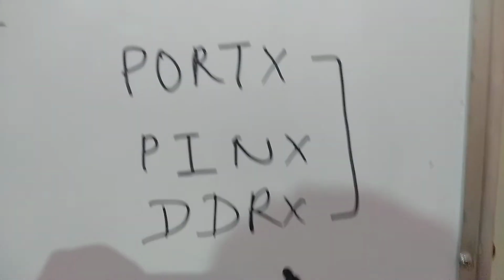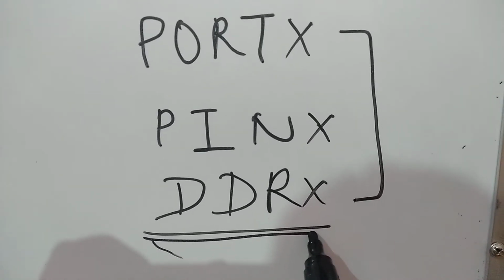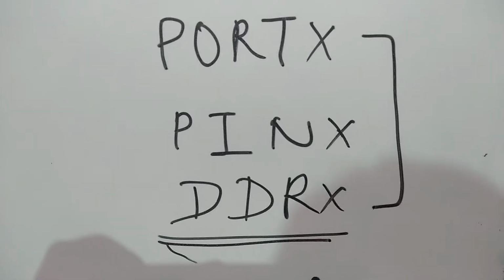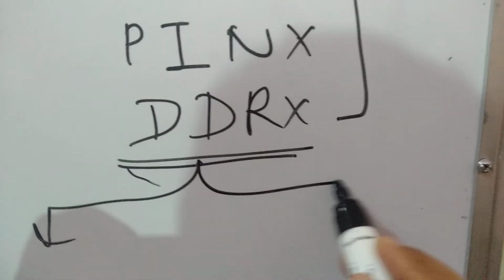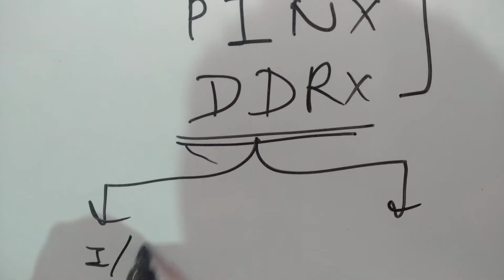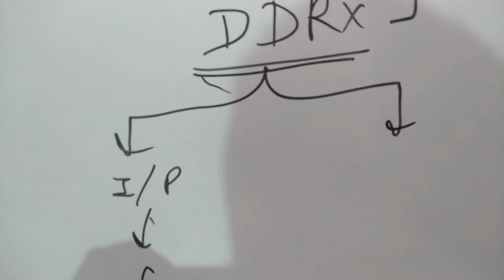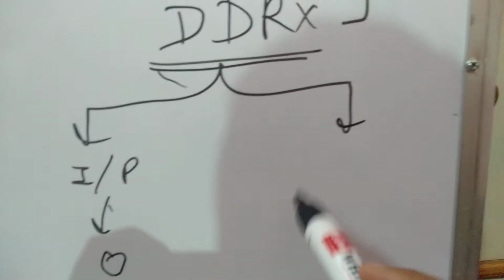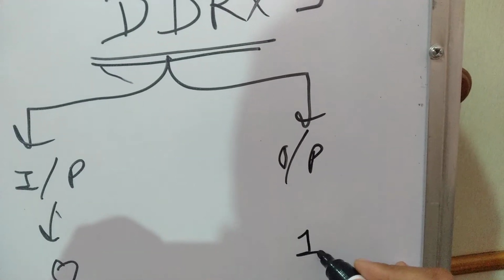So for configuring this pin, you have to use this DDRX register. So this DDRX register will tell that the pin is configured in the input mode or output mode. So to configure the pin in the input mode, you have to write this register 0. You have to write a value 0, and for the output mode, you have to write 1.